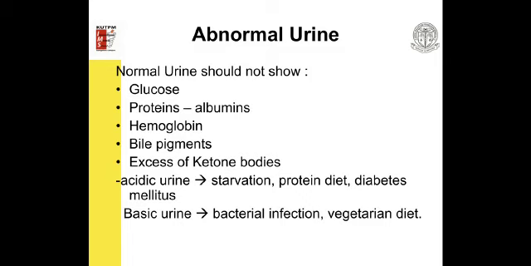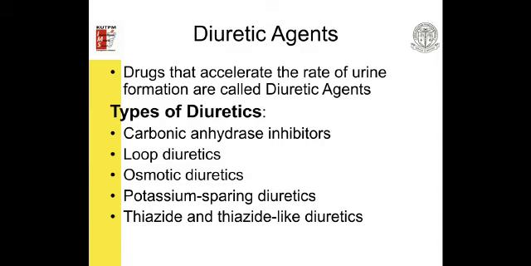The abnormal urine: if the normal urine contains all these, then it becomes abnormal. That is the glucose, albumin, hemoglobin, bile pigments, and excess of ketone bodies. There can be an acidic urine in cases of starvation, protein diet, and diabetes, and an alkaline urine in bacterial infection and vegetarian diet. We came to know what the diuretic agents are that accelerate the rate of urine formation.